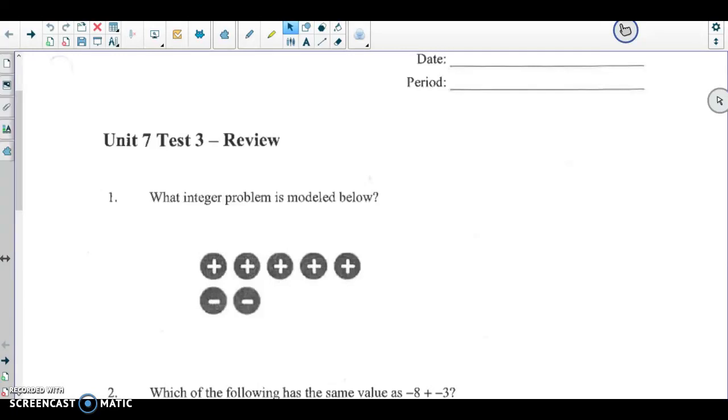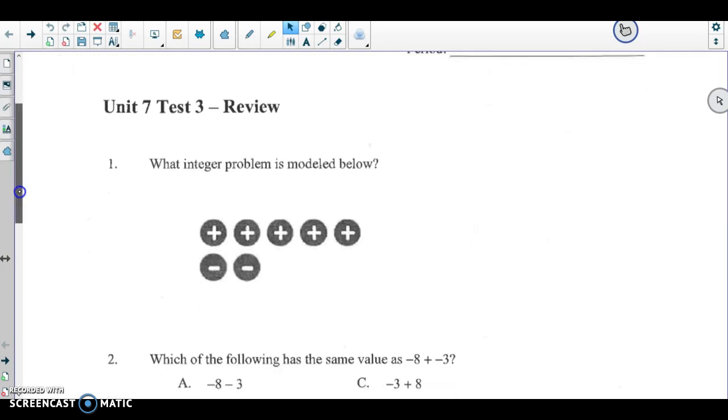Okay, here we go for the Unit 7 Test 3 review. What integer problem is modeled below?